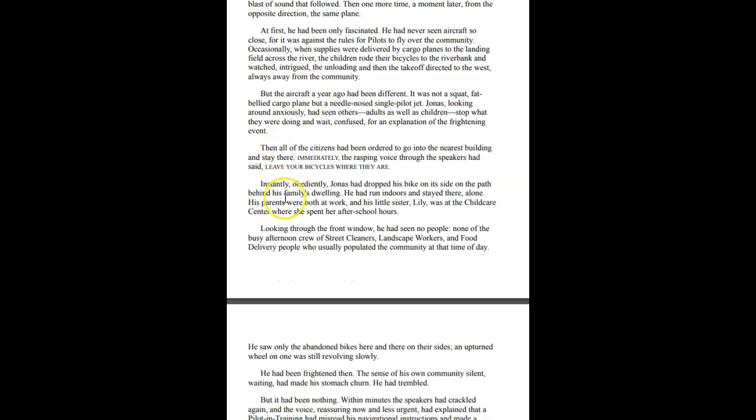Then all of the citizens had been ordered to go into the nearest building and stay there. Immediately, the rasping voice through the speakers had said, leave your bicycles where they are.